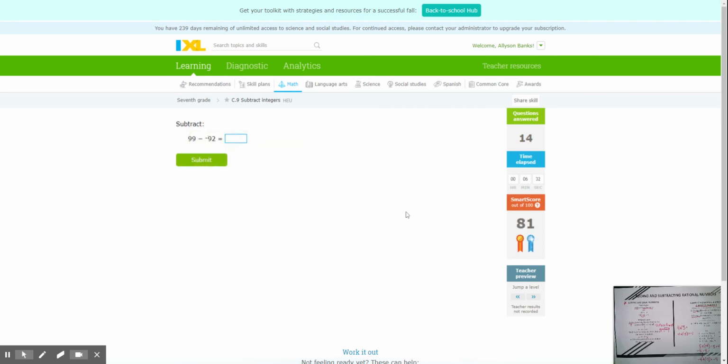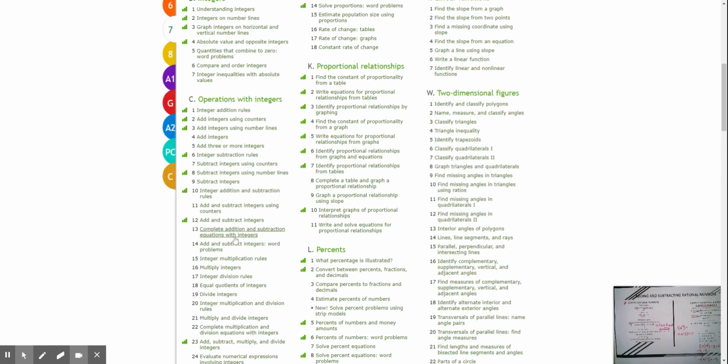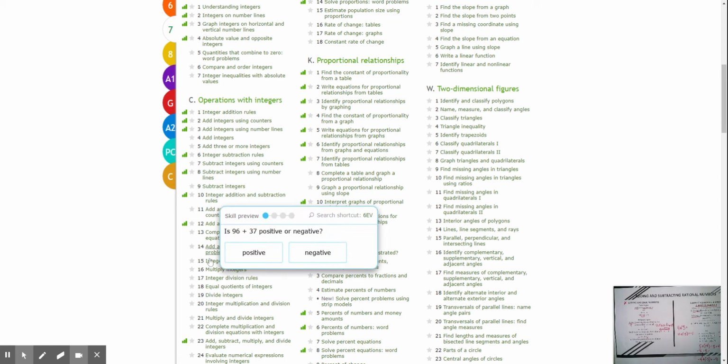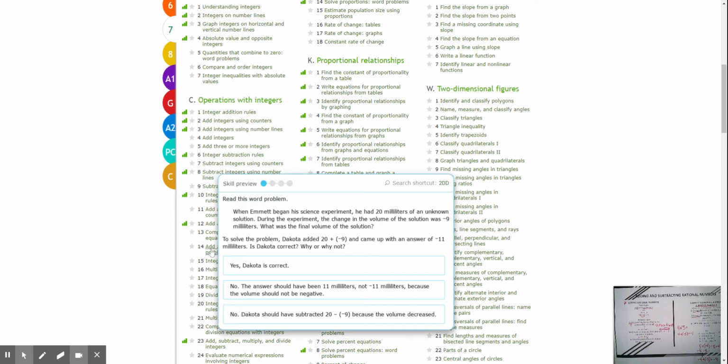And I'm at 81. If we wanted to do the next one, we would add the opposite, change. It would be 99 plus 92. I think that would give us 191. But we're going to stop there, and we're going to go back to our main screen, and we're going to do our last IXL objective, and that's actually on word problems. So it's the 14, so 7C14.